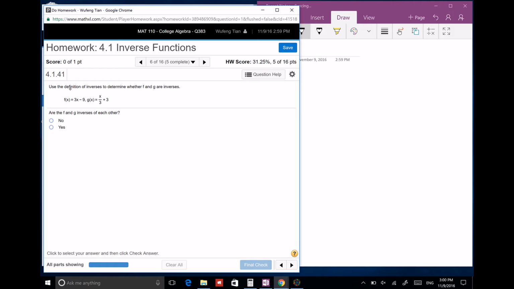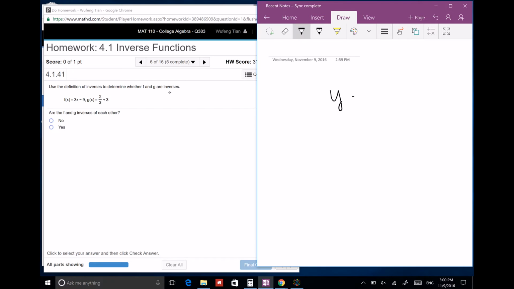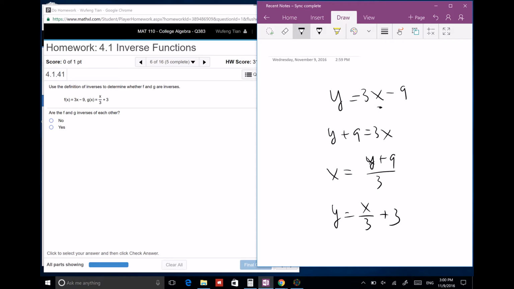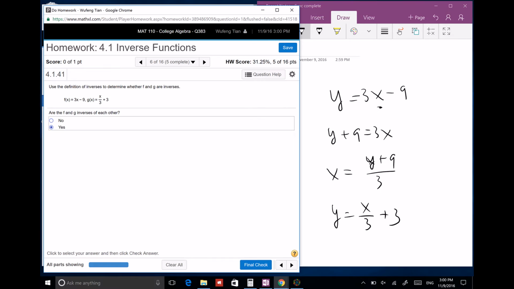And use the definition of inverse to determine whether f and g are inverses of each other. So what do we need to do? We can solve it. 3x minus 9. We solve for x. So y plus 9 equals 3x. X equals y plus 9 over 3. So y equals x over 3 plus 3. So that is the same. So it is a one-to-one function.